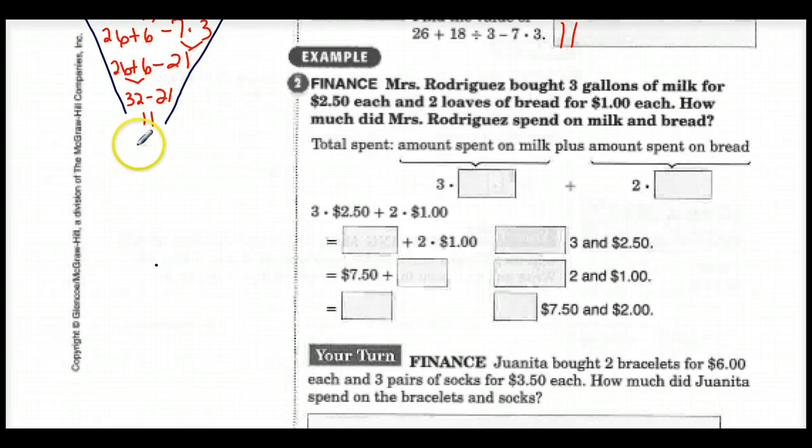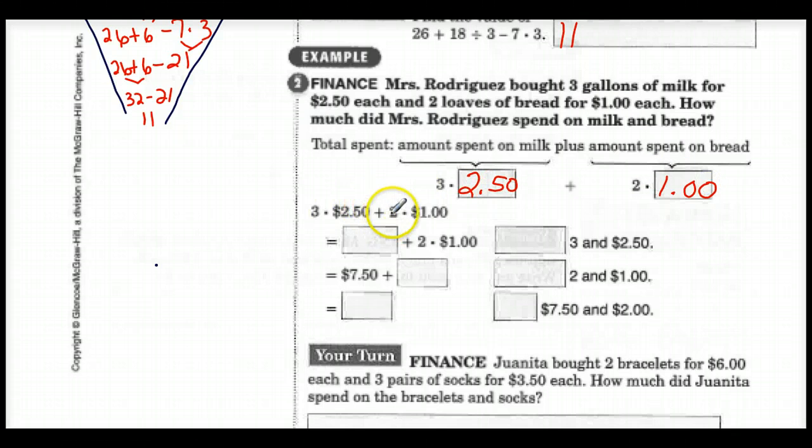All right, on to example number 2. Finance. Mrs. Rodriguez bought 3 gallons of milk for $2.50 each and 2 loaves of bread for $1 each. How much did Mrs. Rodriguez spend on milk and bread? So, total amount spent is the total amount spent on milk plus the total amount spent on bread. Well, we know that 3 gallons of milk is $2.50, so we want to write in here $2.50. We're going to add that to, or plus, the amount spent on bread. Well, we know that the bread, she bought 2 loaves of it, and they're $1 each. So $1.